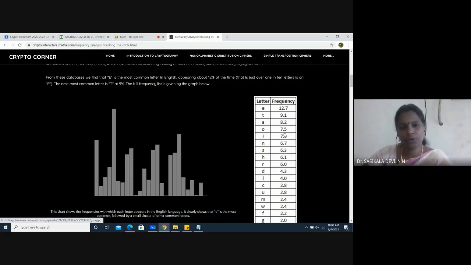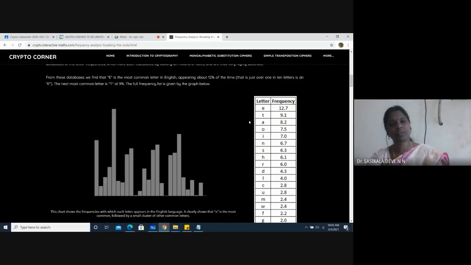From an examination point of view, for cryptography, a lot of extra material will be given for solving the problem. This is one material that will be given to you to solve a monoalphabetic cipher. If the university exam question paper has a problem related to monoalphabetic cipher cryptanalysis, this material will be given. No need to memorize it. This is a frequency table of English alphabets: E is the most frequent character, T the next, and so on.